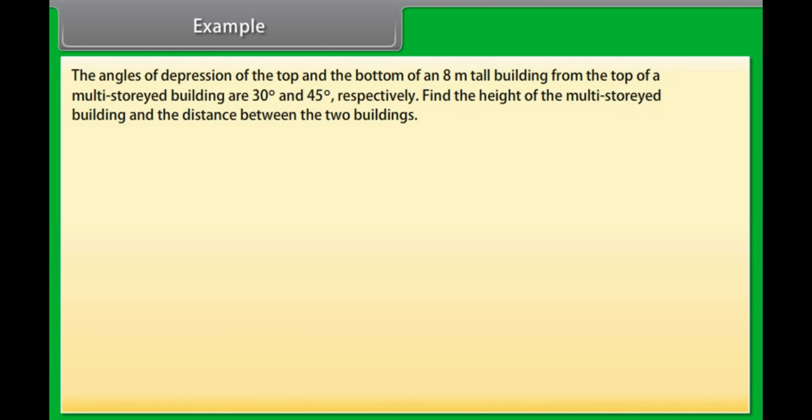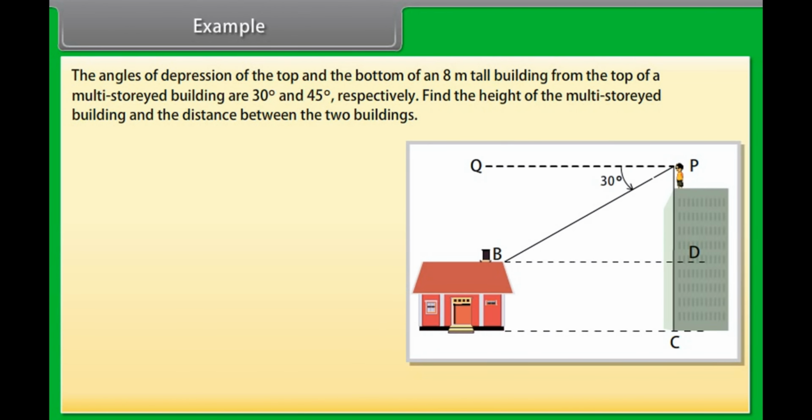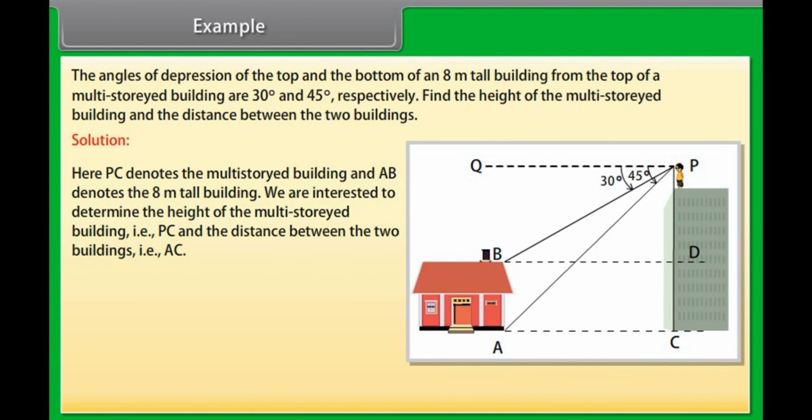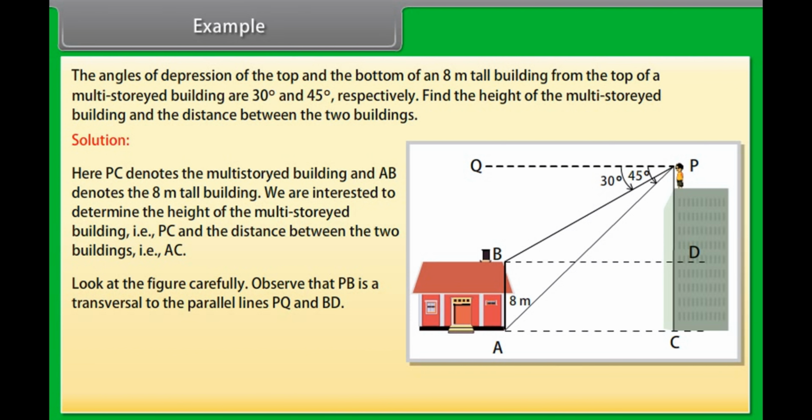Example. The angles of depression of the top and the bottom of an 8 meter tall building from the top of a multi-storied building are 30 degree and 45 degree respectively. Find the height of the multi-storied building and the distance between the two buildings. Solution. Here PC denotes the multi-storied building and AB denotes the 8 meter tall building. We are interested to determine the height of the multi-storied building, that is BC, and the distance between the two buildings, that is AC. Look at the figure carefully.